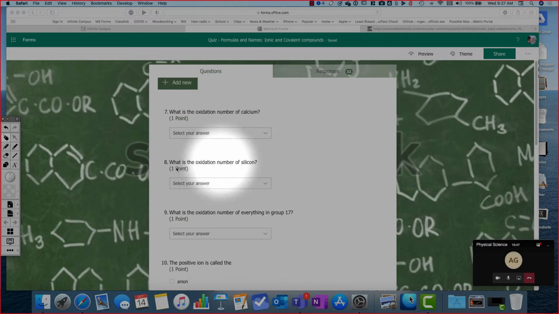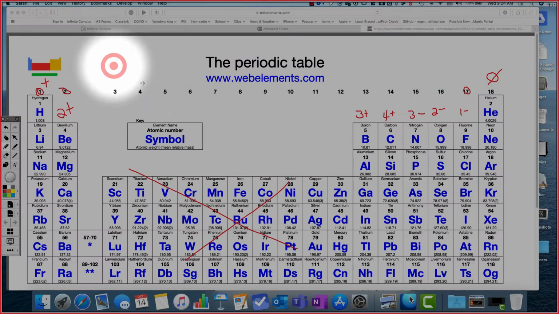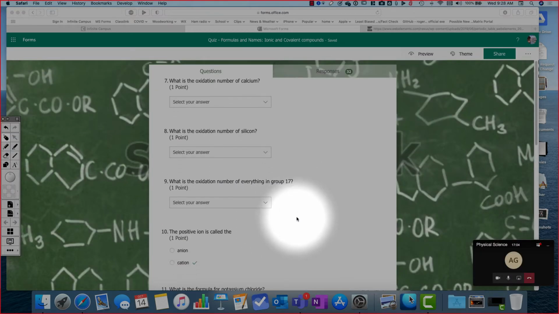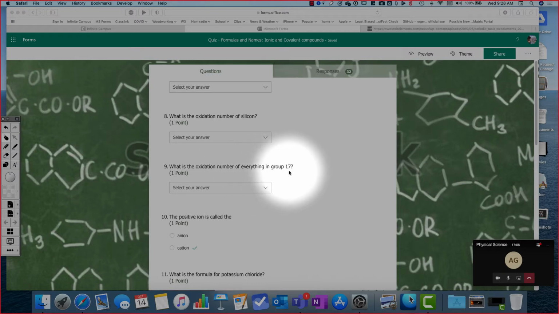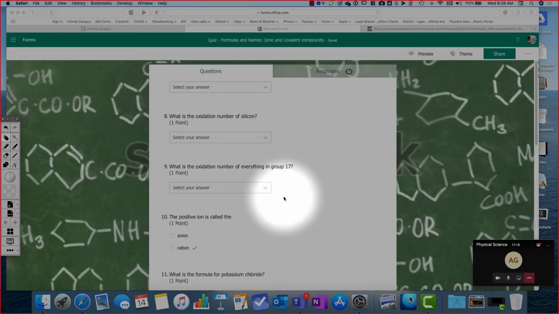The oxidation number of silicon. We're going to go back to our periodic table. And I'm just going back to where we drew on it. Silicon is right here, and its oxidation number is +4. So the oxidation number for silicon is 4 plus. Oxidation number for everything in group 17, that's the ones next to the noble gases. Those all have a charge of 1 minus. So everything I just did there, you have to be able to do.